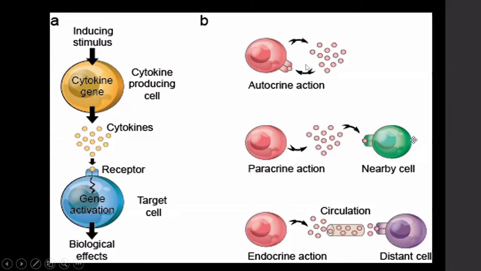Ito yung kanilang mga classification, mga actions. Autocrine, self, paracrine, and endocrine. Paracrine and endocrine are different because paracrine, nearby cell lang, like one WBC to another WBC. Pero mga endocrine mo, action, distant cell. Like your thyroid glands to other organs, or your like kidneys producing erythropoietin. Okay?